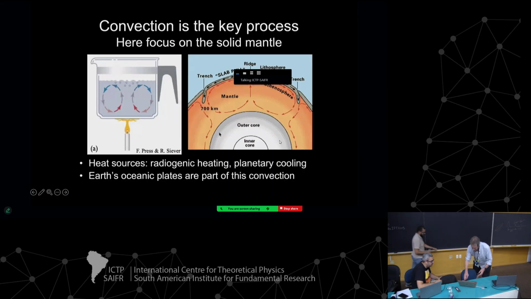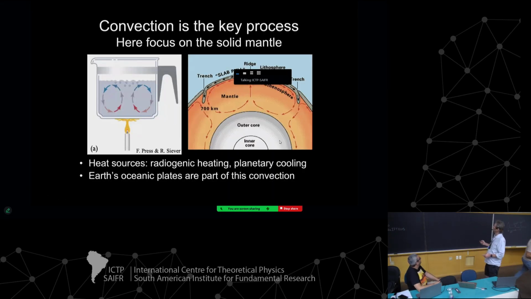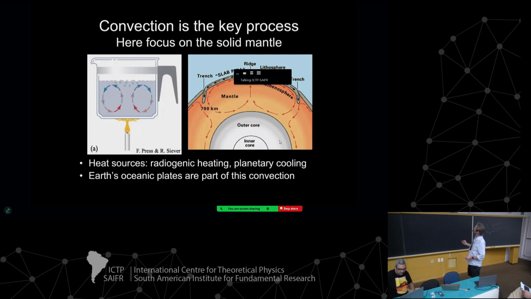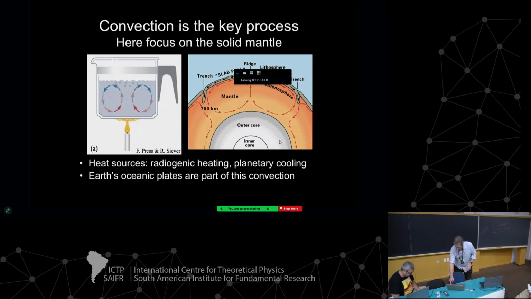Anyway, so when the title says mantle convection, I'm actually going to be talking about the convection and the tectonics, so the combined sort of lithosphere mantle system.